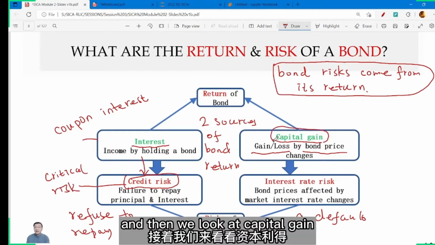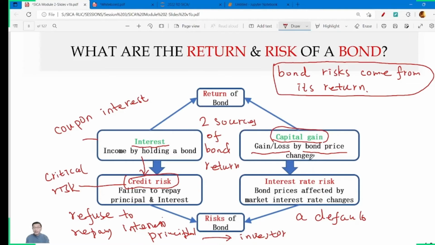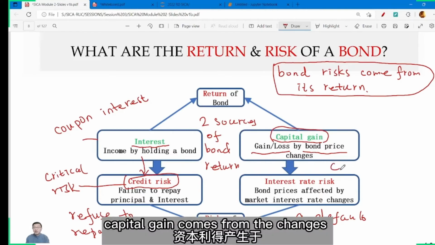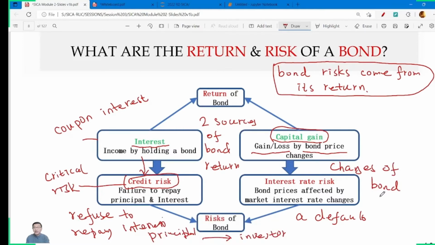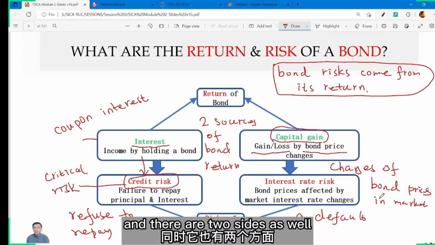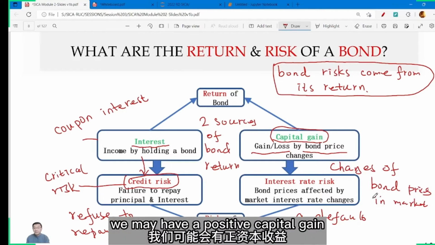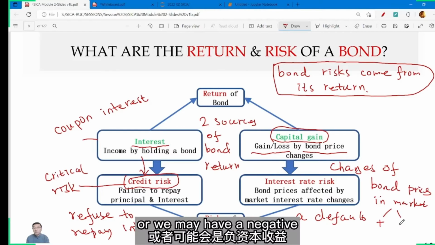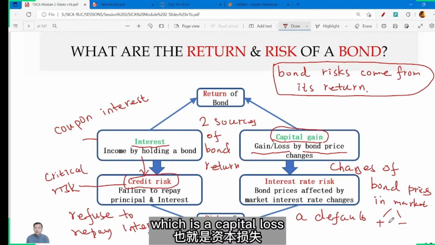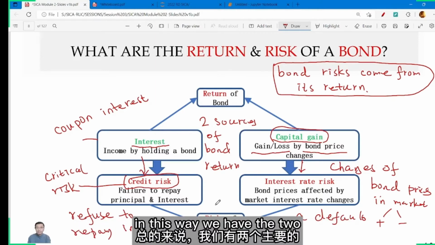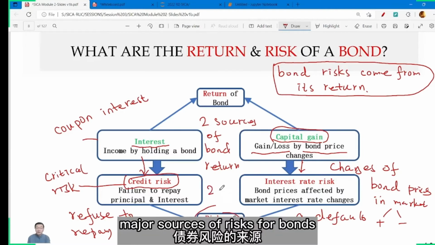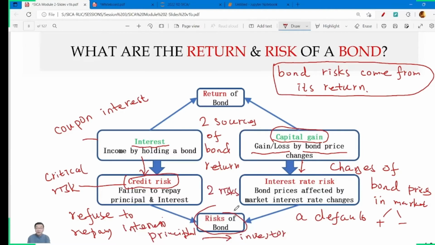And then we look at capital gain. Capital gain comes from the changes of bond price in the market, and there are two sides as well. We may have a positive capital gain, or we may have a negative one, which is called capital loss. So this is another kind of risk that comes from capital gain. In this way, we have the two major sources of risk for bonds.